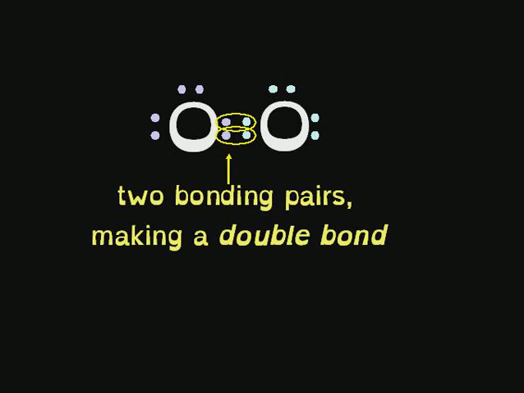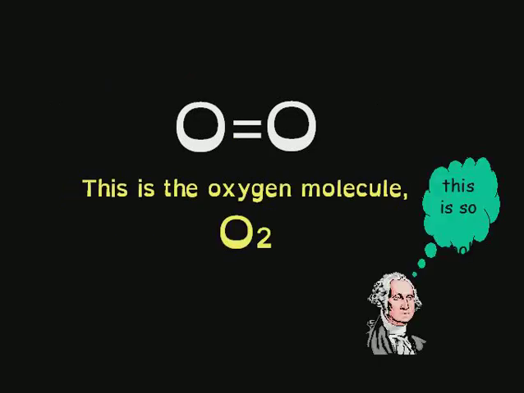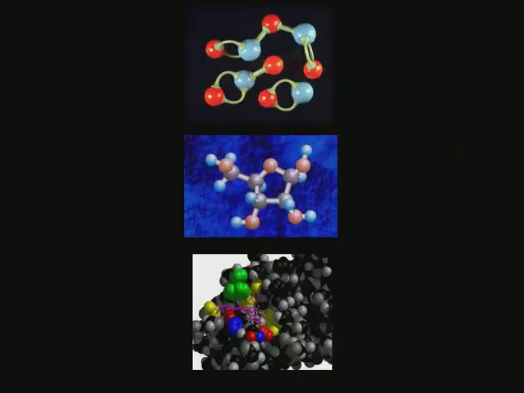Oxygen has 2 bonding pairs, that makes it a double bond. And remember, the two electrons in one bond are represented by a dash. In this case, you're going to have 2 dashes. So this is the oxygen molecule, O2, and that's it for that.